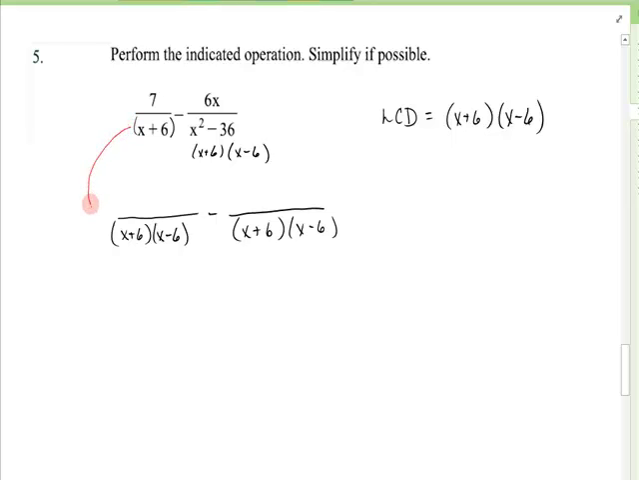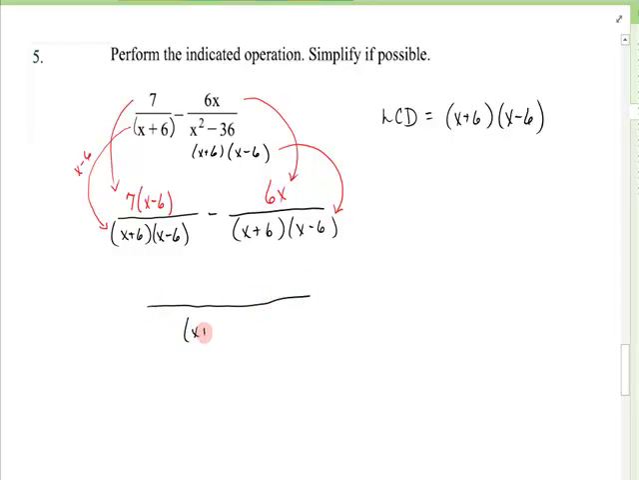What do I have to multiply x plus 6 by to get this? In other words, what's the new factor down here? The new factor is x minus 6. So I'm going to multiply 7 times x minus 6. So whatever is new down here, multiply it times the top also. Compare here, no change. So the numerator, no change. So what do we have? Denominator, x plus 6 times x minus 6, and I have 7 parentheses, x minus 6 minus 6x.